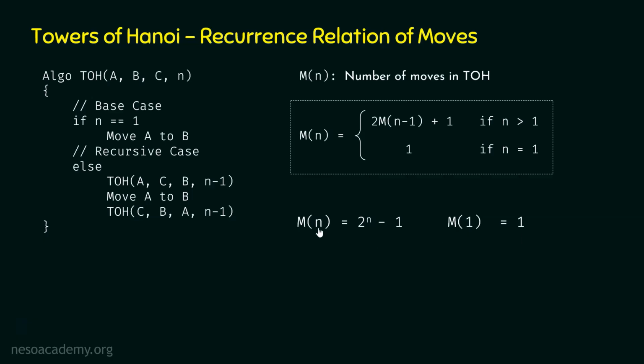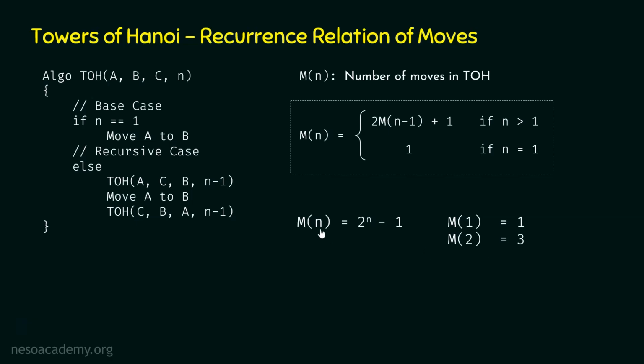What if we have two disks? We learned that if we have two disks, then we need 3 moves. Let's see whether we are getting the correct answer or not. By replacing n by 2, we will get 2 power 2, which is equal to 4. And 4 minus 1 is 3. So it is clear that m of 2 is 3 and we are getting the correct answer.